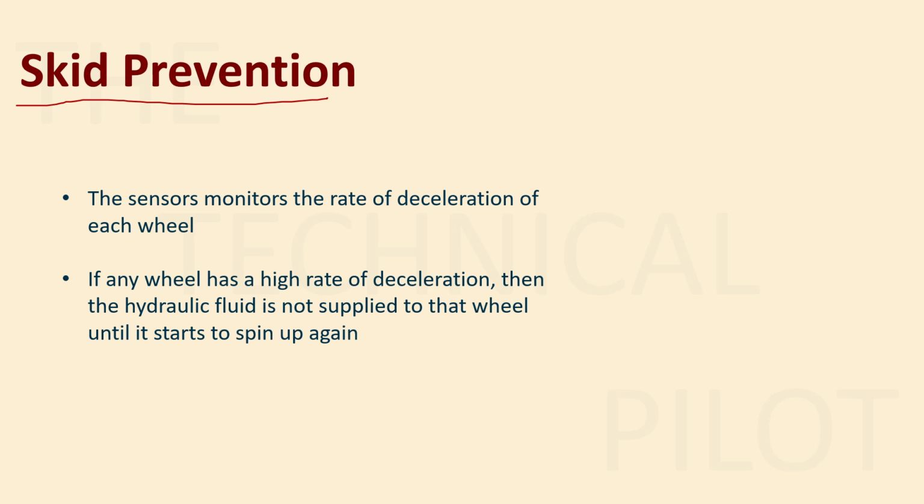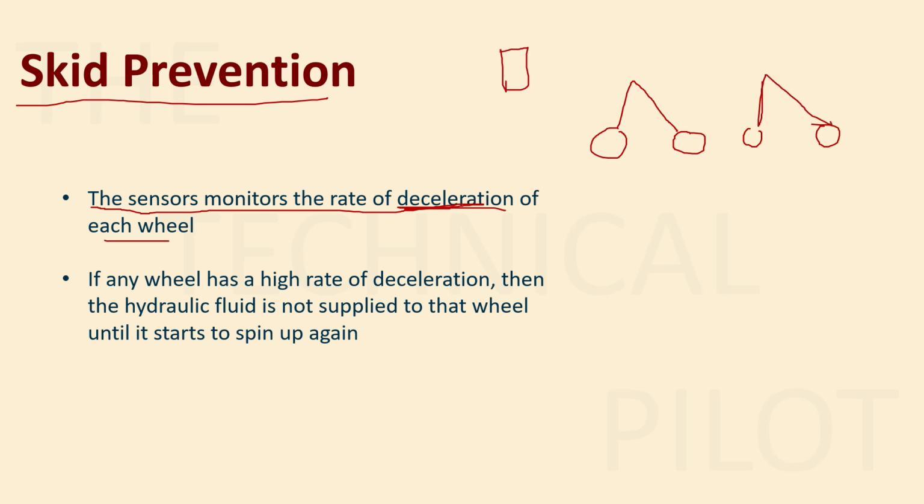The sensors, the three components that we saw, monitor the rate of deceleration. It is not acceleration, it is deceleration of each wheel. We have multiple wheels in the aircraft, and there is an anti-skid sensor. So you have these wheels, and there will be a sensor. It measures the rate of deceleration of each wheel. Each wheel will have a sensor, and it will measure the rate of deceleration of each wheel.